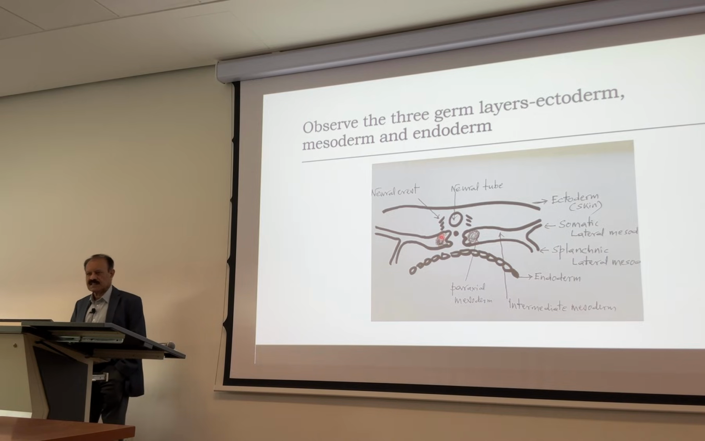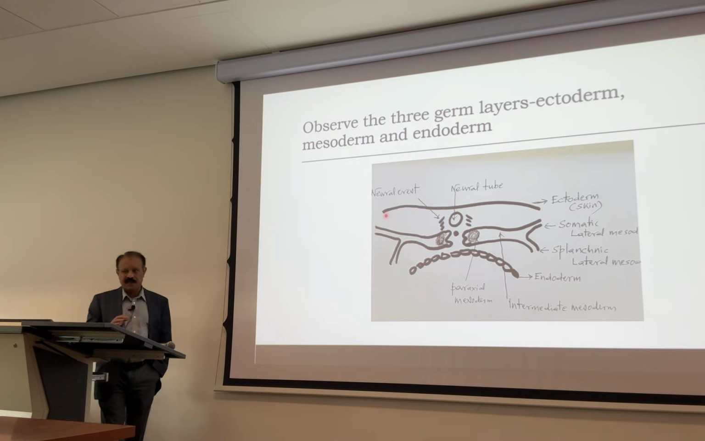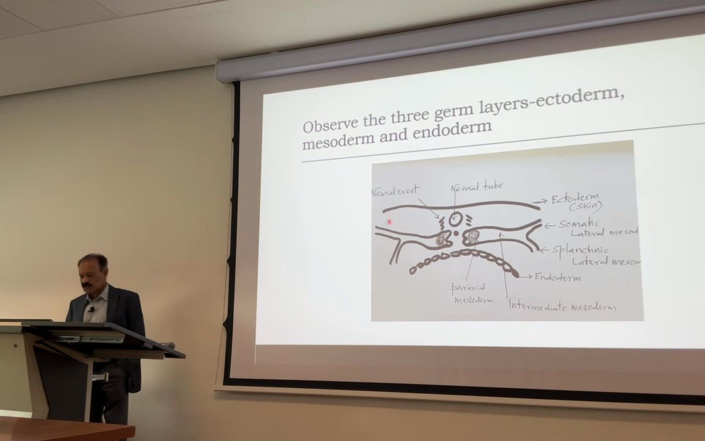Then the second layer is the mesoderm, and it has three parts: the paraxial mesoderm, which we'll do in detail in the musculoskeletal system; the intermediate mesoderm, which we did already in relation to the kidney, the posterior abdominal wall and its architecture; and finally the lateral mesoderm, which has two parts, the somatic and the splanchnic.